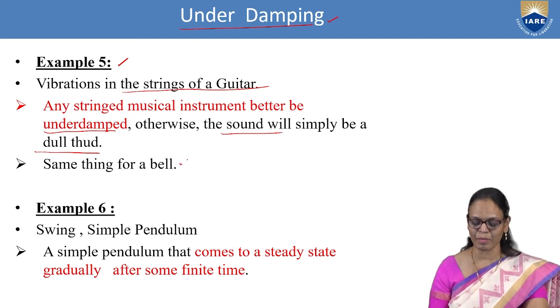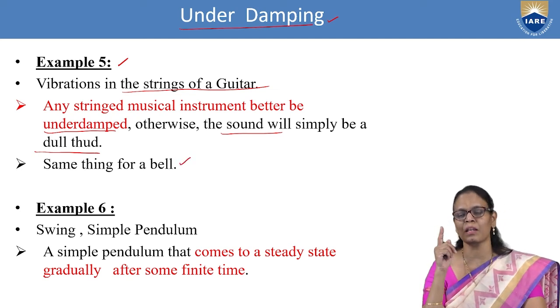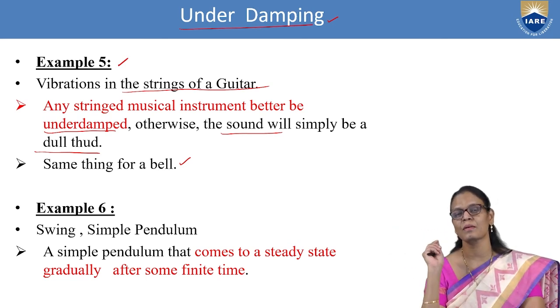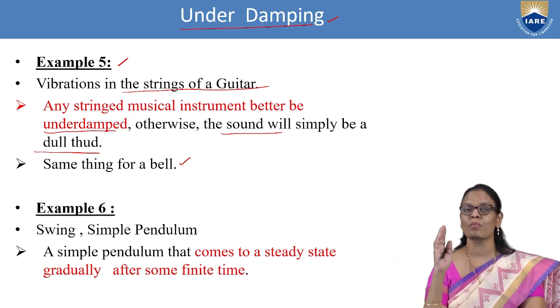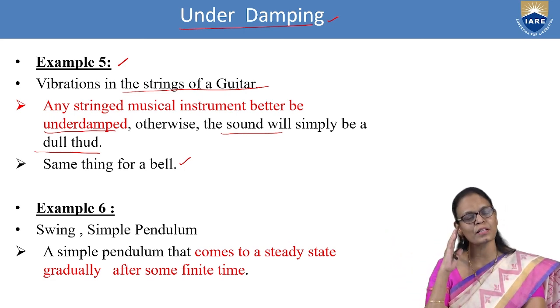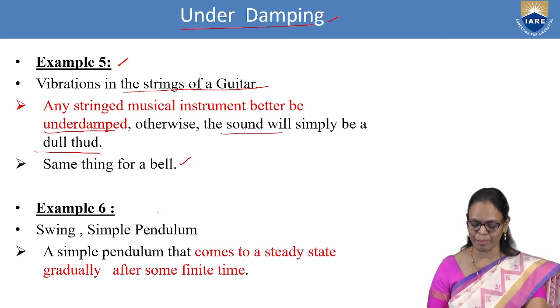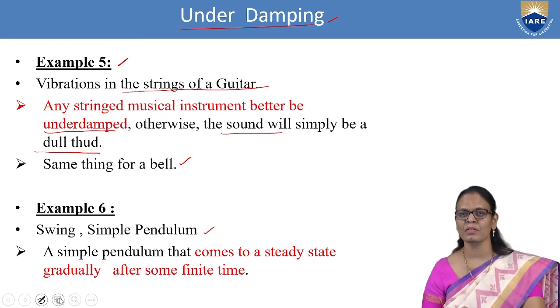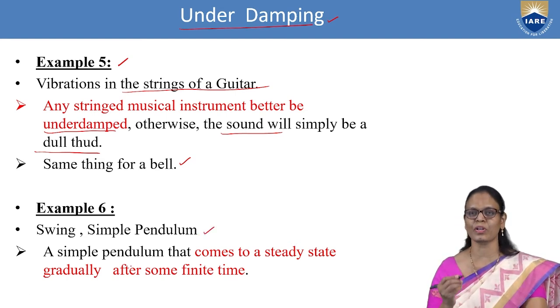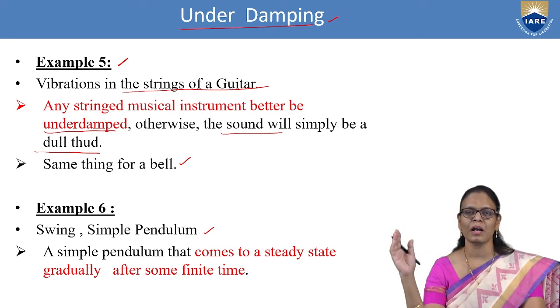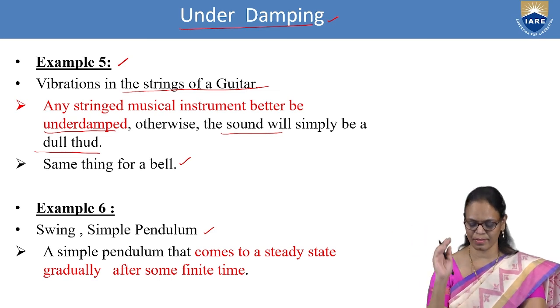And the same thing with the bell. You see the ringing of the bell, maybe in a temple or in a school or a college, the old conventional bells. When you ring, what happens? It will vibrate, vibrate, vibrate, and gradually the sound will die off, meaning the vibrations will come to rest gradually. Otherwise, it will become very difficult for us to hear the noise. And one more example is the simple pendulum. We have already discussed this many times. When you disturb a simple pendulum from its equilibrium position, it will vibrate and then slowly come to rest.